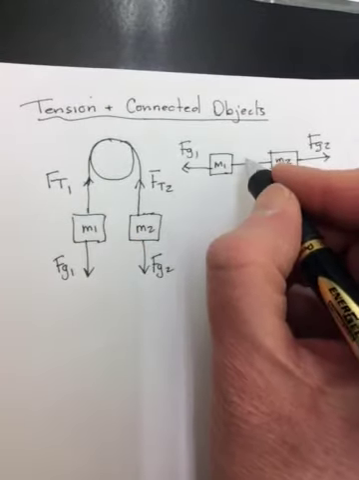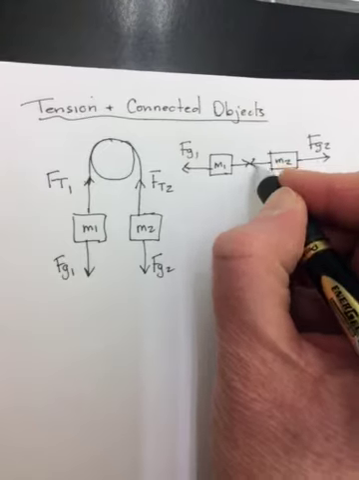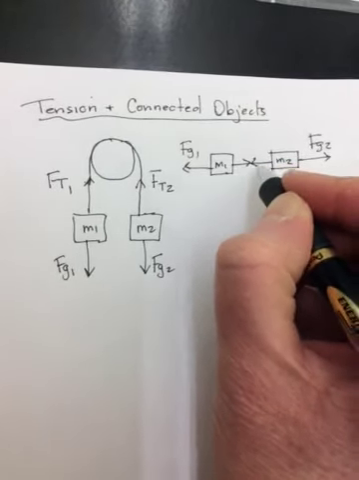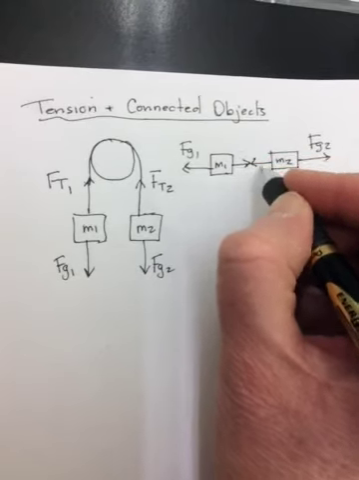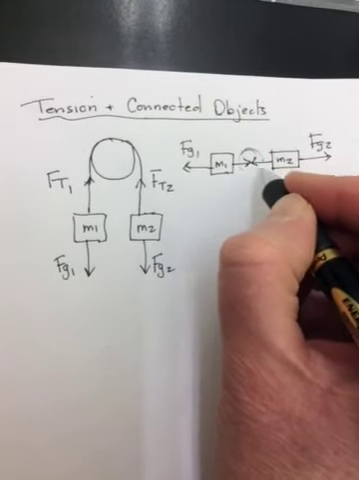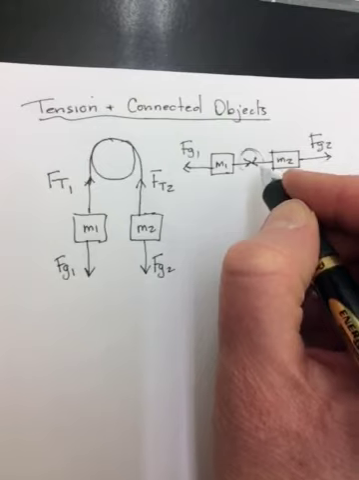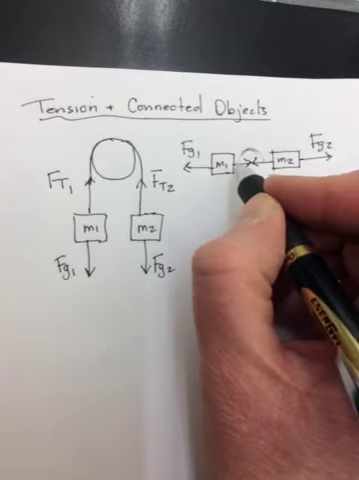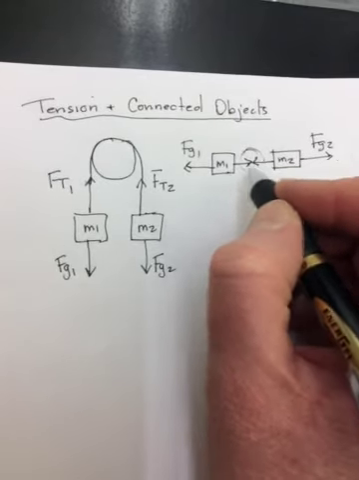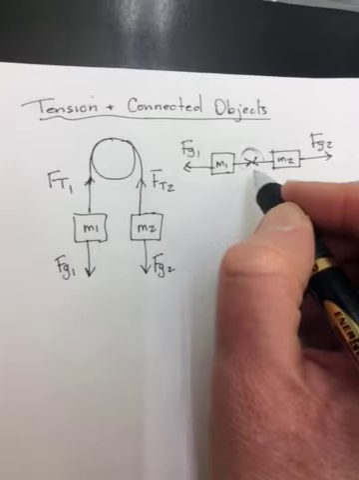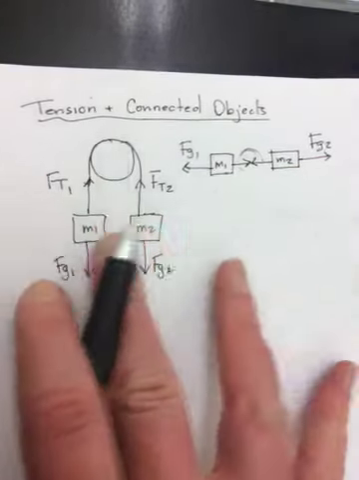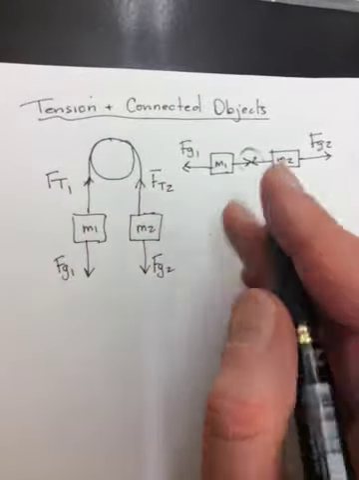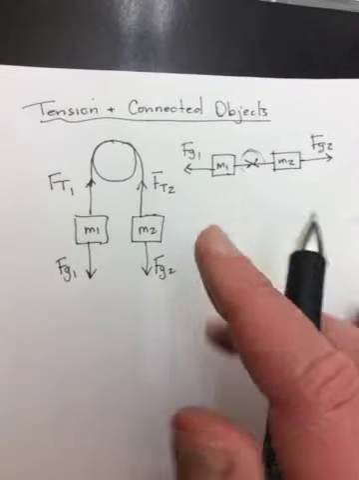And what are the tensions doing? They're in here in the middle. M2 is pulling on M1 and M1 is pulling on M2. And really, what are they going to do? They're going to be equal and opposite. Newton's third law tells us if one object pulls on another object, the other object must pull back with an equal and opposite force.